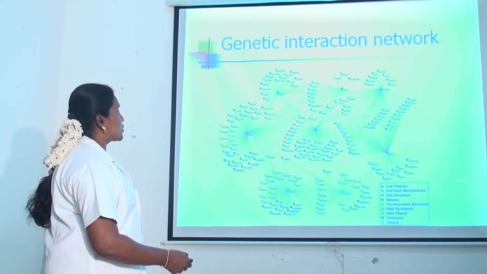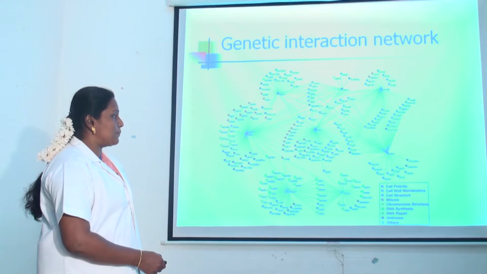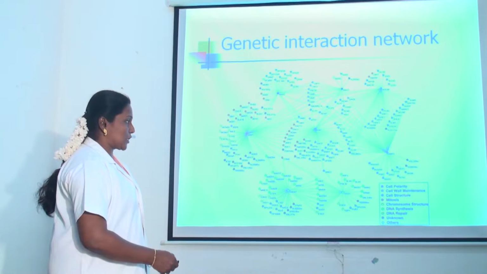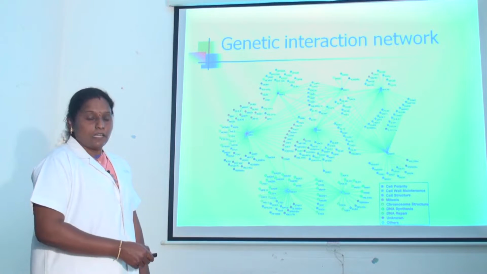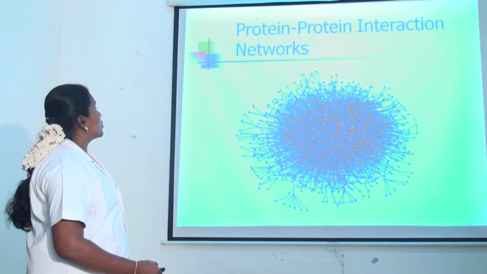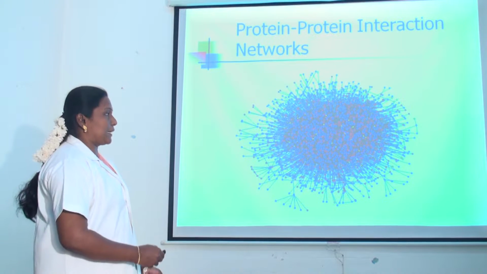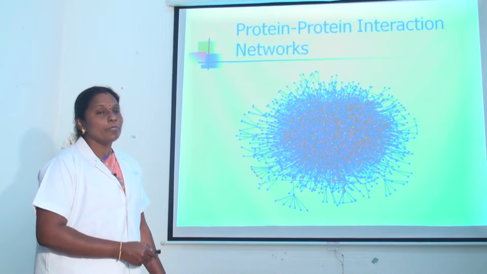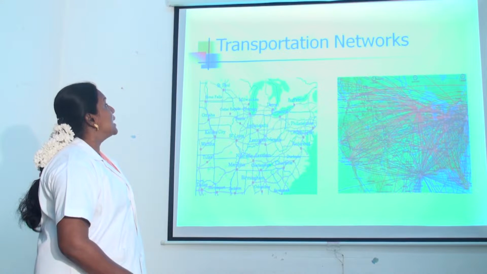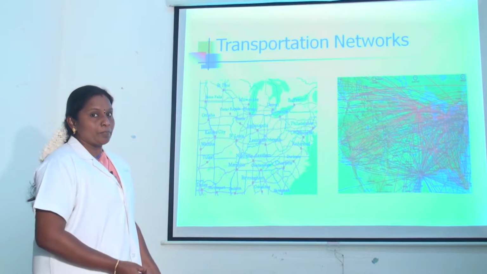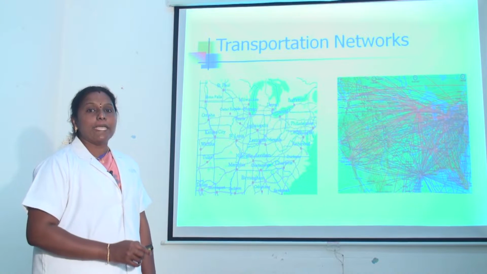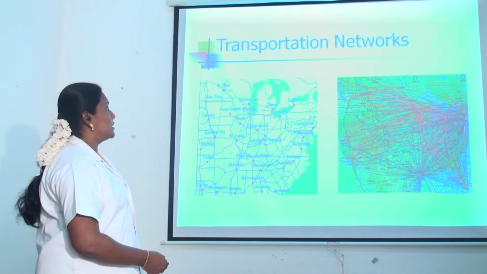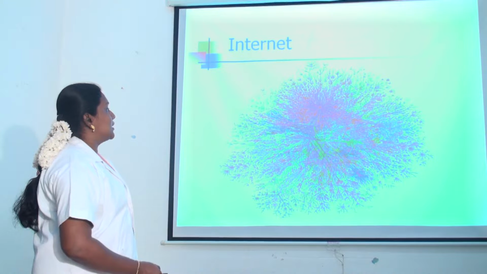There are a lot of interactions there: cell polarity, cell wall maintenance, cell structure, DNA repair, DNA synthesis, etc. The next one is protein to protein interaction. Next are transportation networks. The transportation network is one of the basic applications of graph theory.